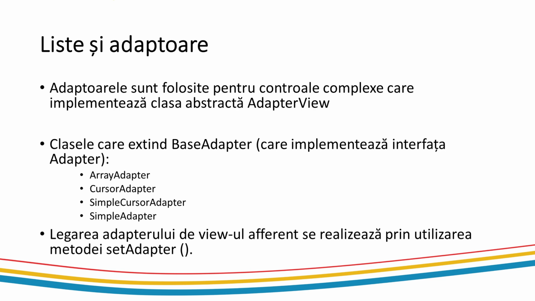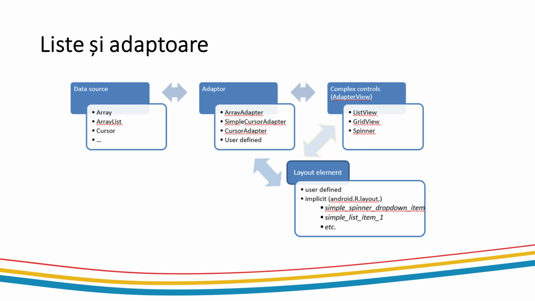Array adapter is your go-to adapter for simple lists. Imagine you have a list of names, you just want to display them. Array adapter is perfect for that. It takes your array or array list of strings and it just displays them in the list view without any fuss. So it's all about keeping things simple and efficient.